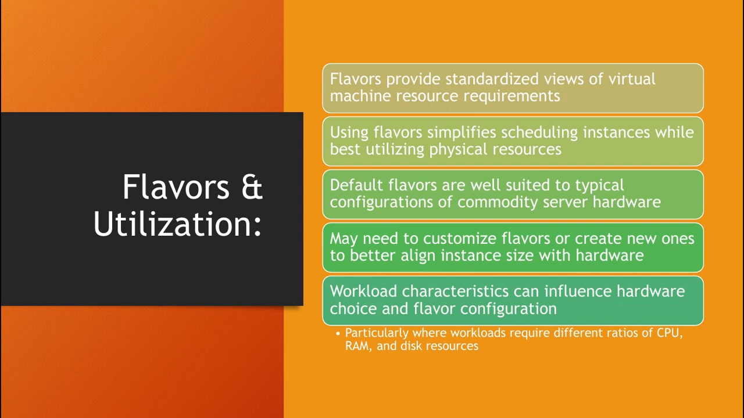In that case you can create a customized flavor to meet your demand, and here workload characteristics can influence hardware choice and flavor configuration. So according to your requirement you can choose the hardware and then create a flavor on top of that hardware. One more thing to remember: where workloads require a different ratio of CPU, RAM and disk resources, you will be creating customized flavors yourself.